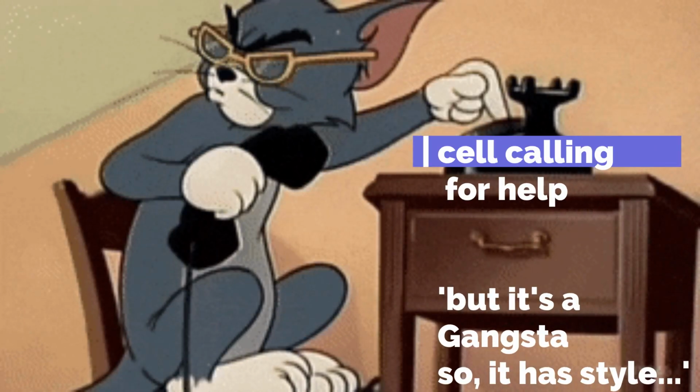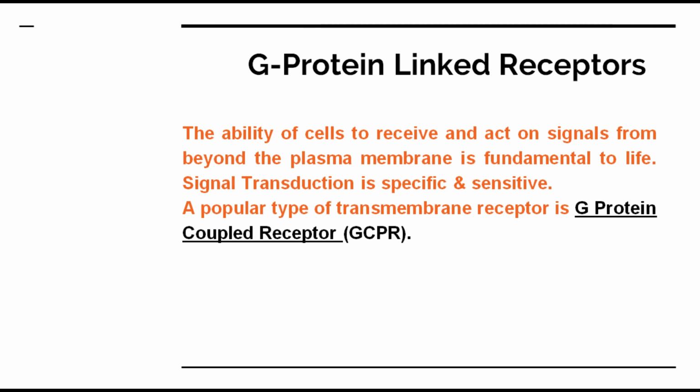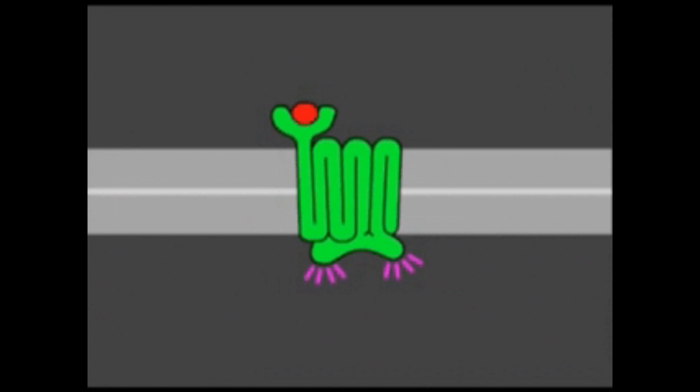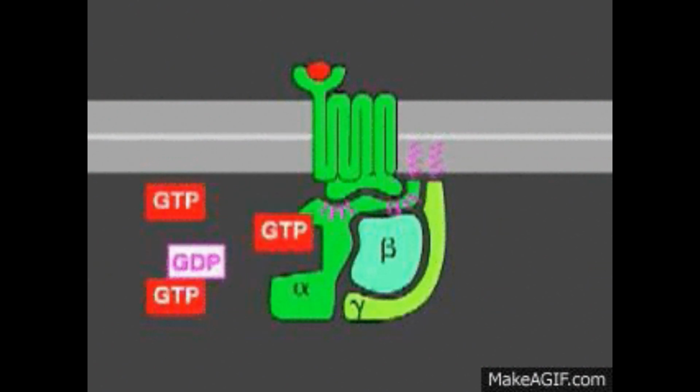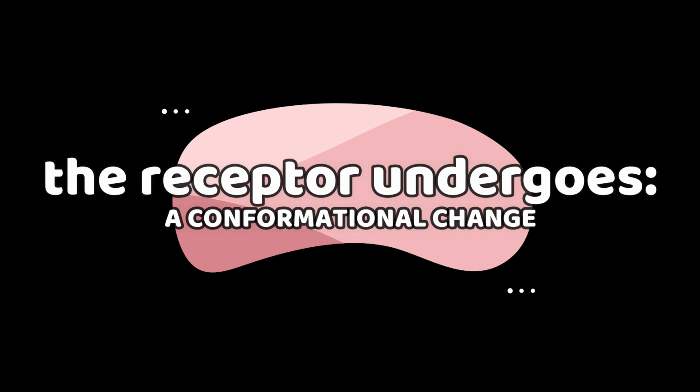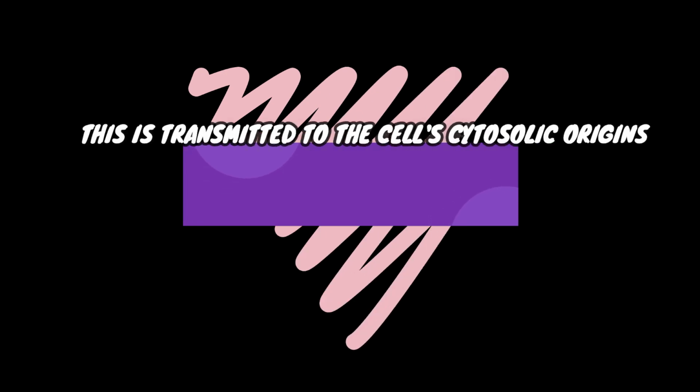Now, a popular type of transmembrane receptor is the G protein coupled receptor. Many G protein coupled receptors have a large extracellular binding domain. Now, when an appropriate protein ligand comes to bind itself or to associate itself with that protein, the receptor undergoes a conformational change, and that is transmitted to its cytosolic regions.